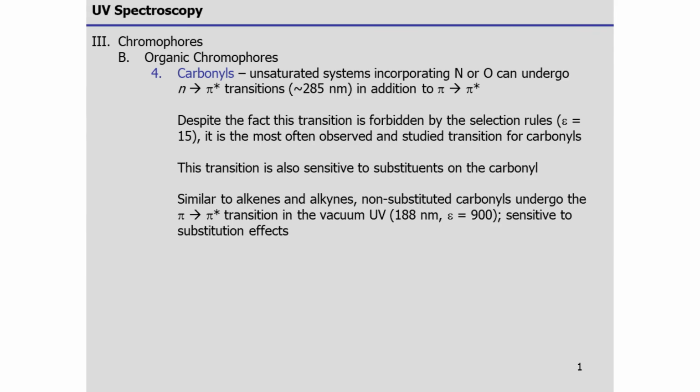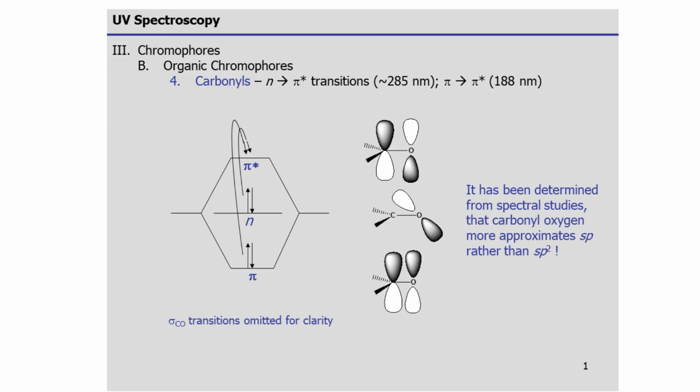Carbonyls can undergo n to pi star and pi to pi star transitions. Despite being forbidden by selection rules, these transitions are often observed and studied. Substitution effects are significant in these transitions. Carbonyl oxygen approximates sp rather than sp2. This slide shows the transitions in carbonyl compounds, highlighting the n to pi star and pi to pi star transitions.